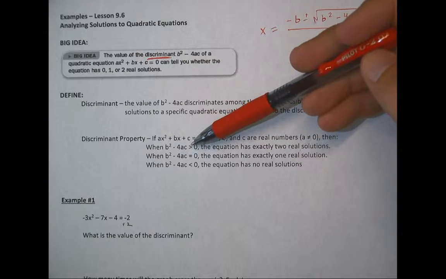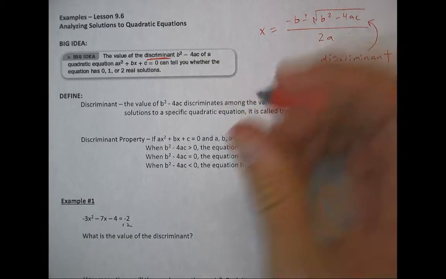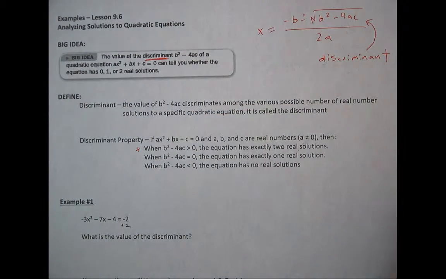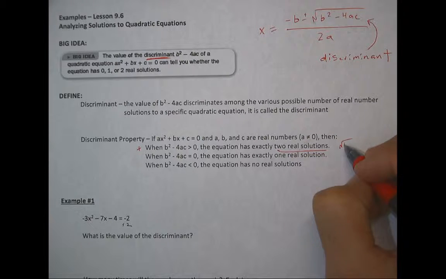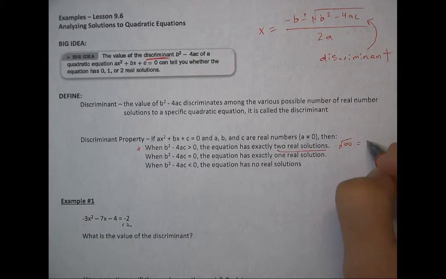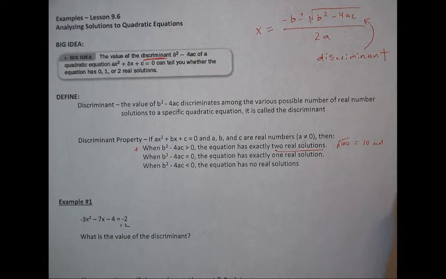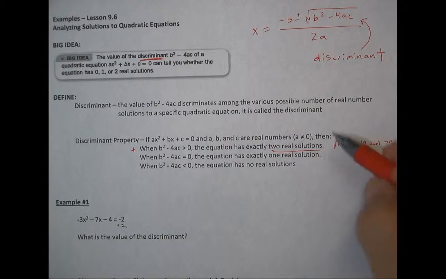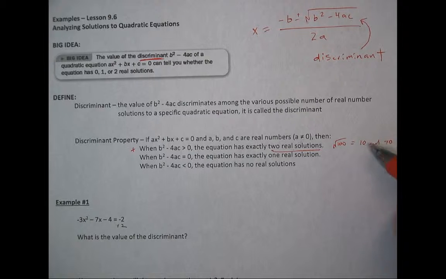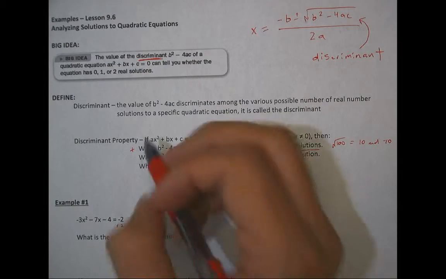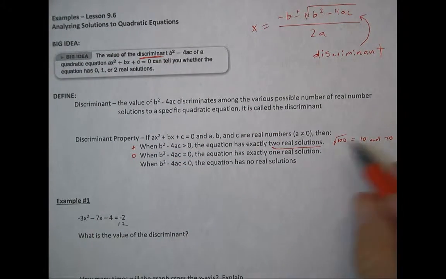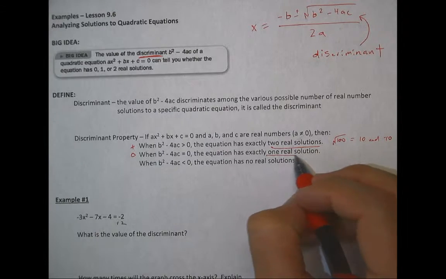B squared minus 4ac. If it's greater than 0, so basically if it's a positive number, the equation has 2 solutions. The reason is because you're taking the square root of a positive number, and the square root can always be a positive or a negative. For instance, the square root of 100 can equal 10 and negative 10. So when you get a positive number in here and you square root, there are 2 possible answers, and so it creates 2 solutions.